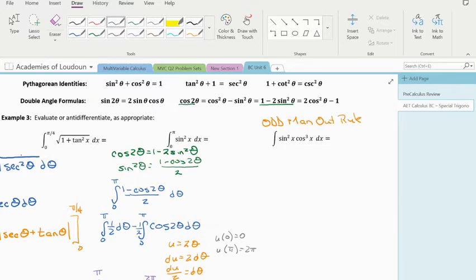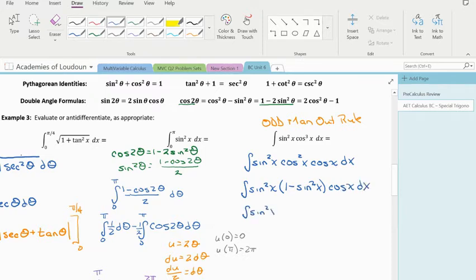And to solve this, we're going to choose the sine or cosine term that has an odd power. We're going to convert part of those to the other term using our Pythagorean identities. So in this case, we have sine squared x. I'm going to write cosine cubed x as cosine x times cosine squared x dx. Cosine squared x, I'm going to convert to 1 minus sine squared x, times cosine x dx.